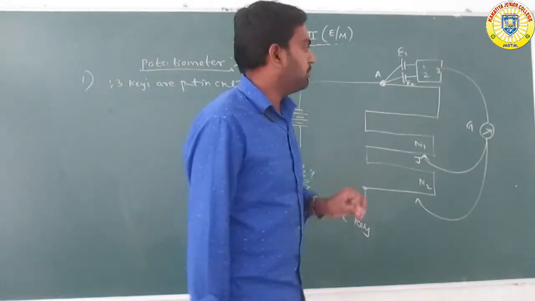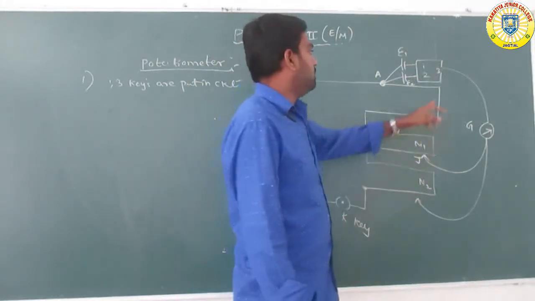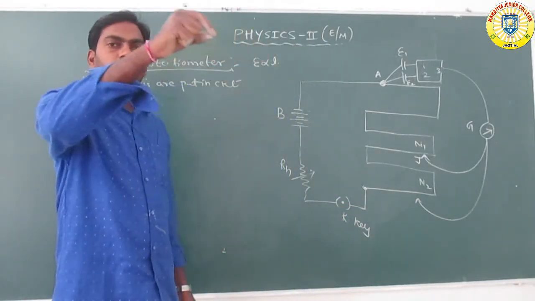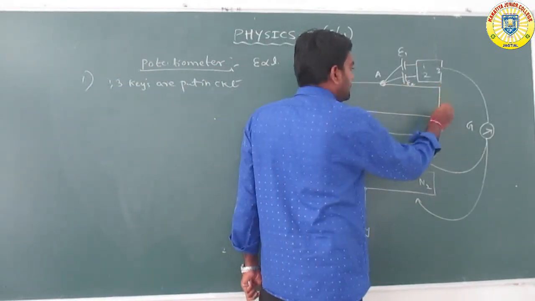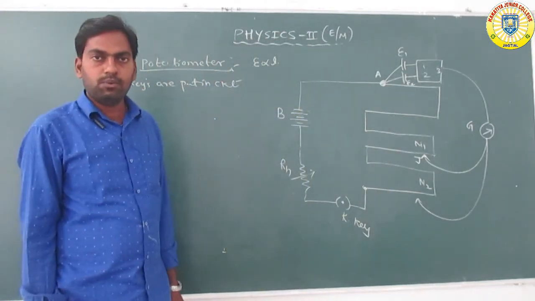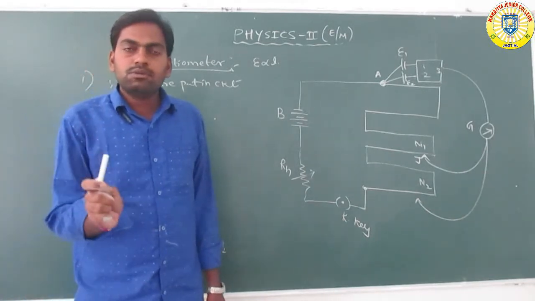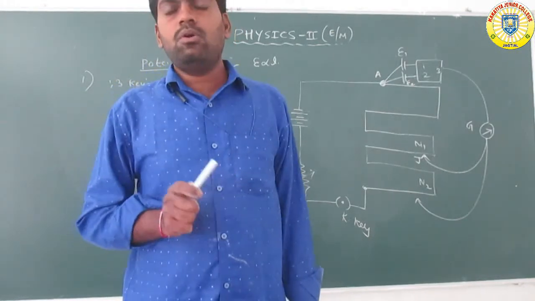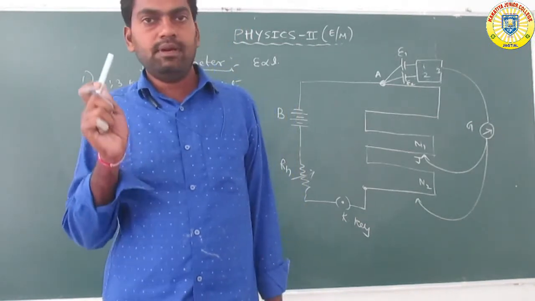Why? Because the 2 key is removed and only keys 1 and 3 are inserted. Now the galvanometer and the jockey: the jockey is touching the wire on the wooden box and is moved along the wire until there is no deflection in the galvanometer. Very important point.